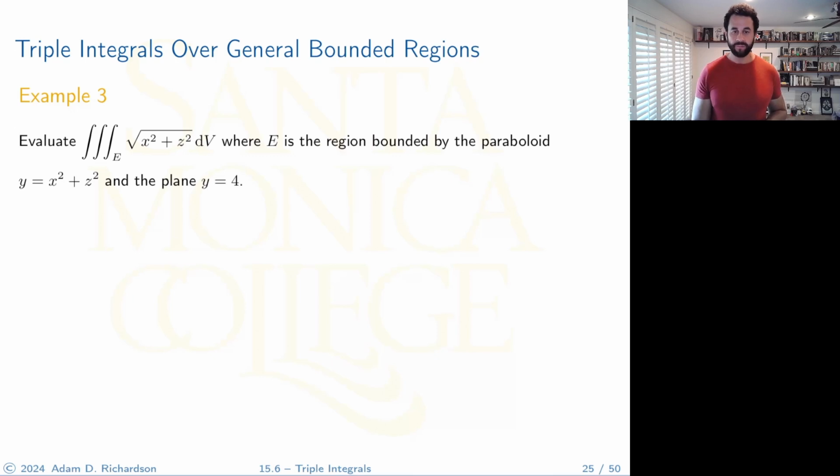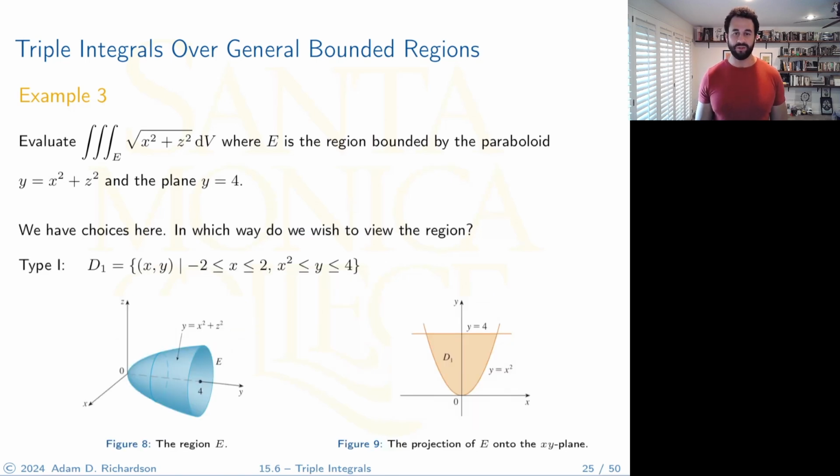All right, here we go. So the region is bounded by this paraboloid and the plane y equals 4. This is what a sketch would look like. It's one of those quadric surfaces that we saw back in 12.6. There's the paraboloid, and we're basically cutting it off when y equals 4. Now is where you have to start to make some decisions. You have to think about how you would scan that region in the most effective way so that your integration process would be simple.